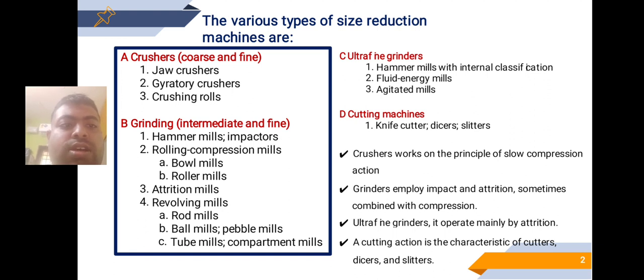Crushers work on the principle of slow compression action. Grinders employ impact and attrition, sometimes combined with compression. Ultrafine grinders operate mainly by attrition. Cutting action is the characteristic of cutters, dicers, and slitters. These are the various types of size reduction machines.